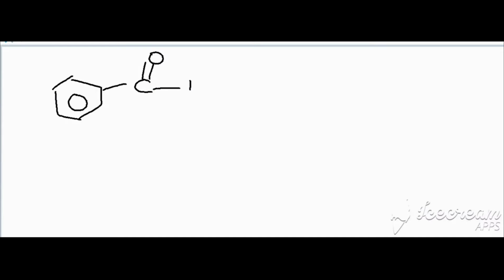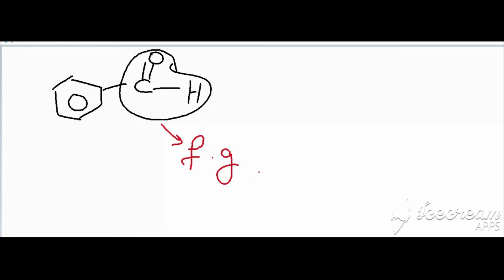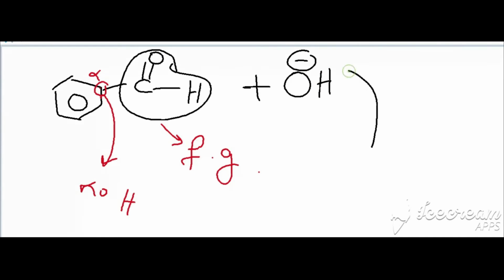This is benzaldehyde, and that group is the functional group, and it is attached to that carbon, and that carbon has no hydrogen, and that carbon is also the alpha carbon. So you can see that benzaldehyde has no alpha hydrogen, but if we add base to it, what happens?